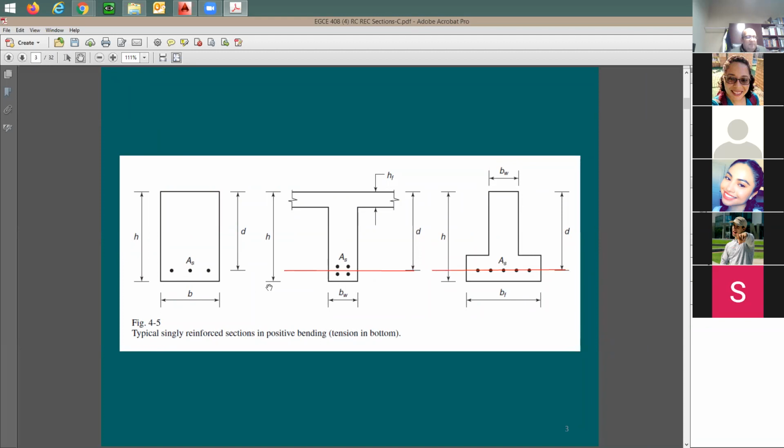H is the total depth, B is going to be the width. And I guess we discussed this, AS. What does it mean by AS? What does it mean by AB? AB is going to be the cross-section area of only one rebar.